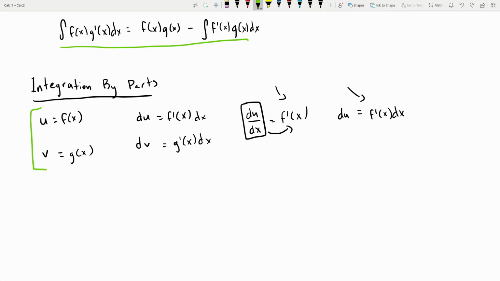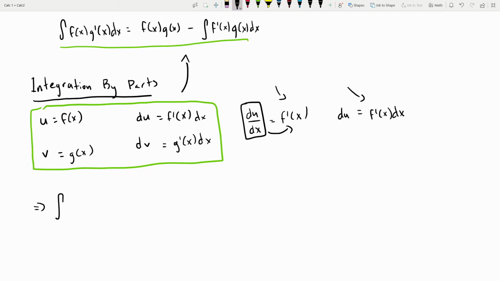So now that we have these variables right here, I'm going to go ahead and substitute them into this formula, again trying to make it a little simpler, a little more readable. So that's going to look something like this. We're going to keep the integral, and we can see that f of x is just equal to u, and then g prime of x dx is equal to dv. So we're going to have u dv here. And this is going to equal f(x) times g(x). Well, f(x) is u and g(x) is v.